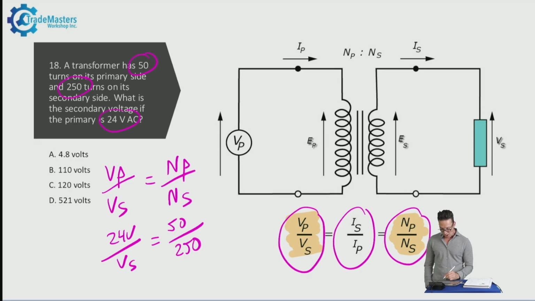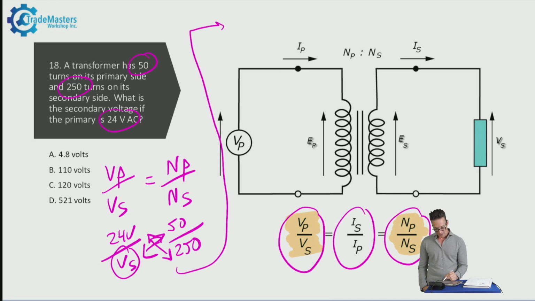Now, to solve for VS, we're going to perform your basic cross multiplication. And cross multiplication means that VS times 50 is going to be equal to 250 times 24. So I'm going to rewrite that. Oh, I guess we can go up here and write that. Our cross multiplication, basic algebra. 24 times 250 is going to be equal to VS times 50.